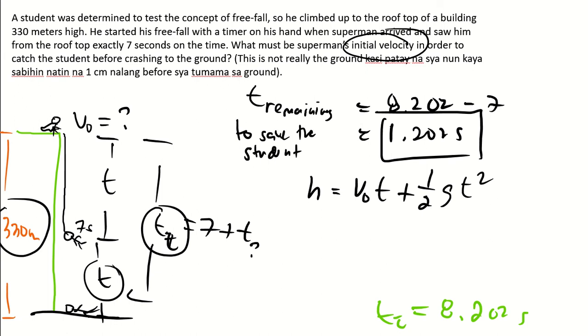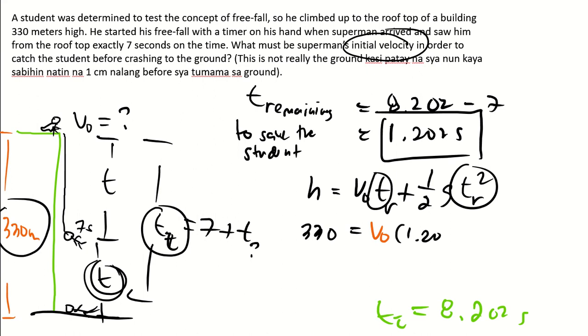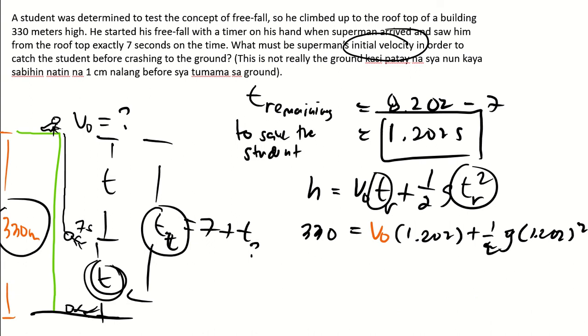Plus one half g t squared. So, anong t yung gagamitin natin? Yung time remaining, tr. So, h is equals to 330. Yung hanapin natin ay v naught, yung initial ni Superman, multiplied by, ilan yung time? 1.202 seconds plus 1 half times g, 1.202 squared. Okay, so simplify natin.